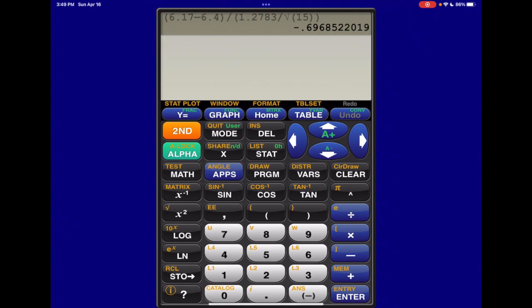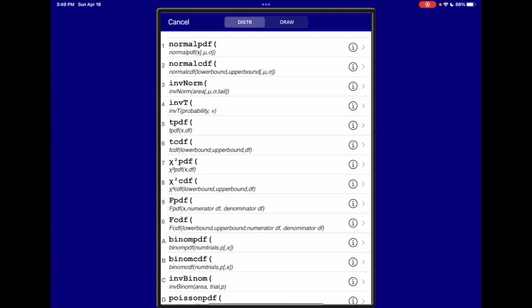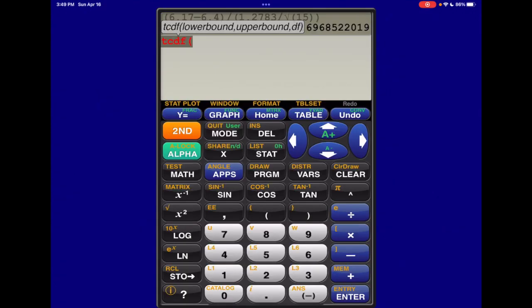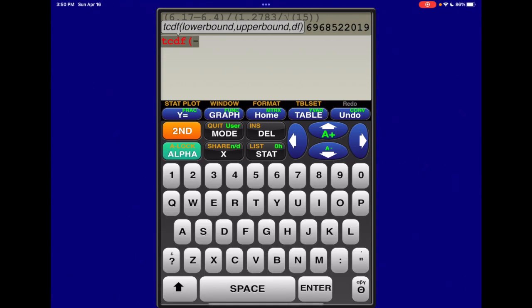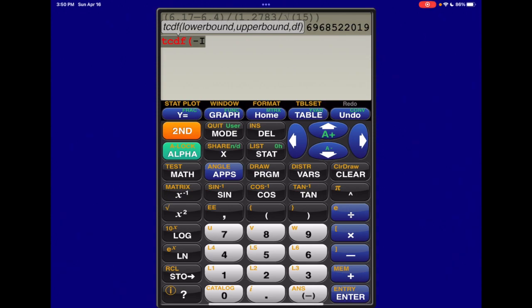All right, so calculating that t-score, we're going to start off in the distribution menu. Since it's a t-score, we'll be working with TCDF. Our left boundary was negative infinity, so we'll hit negative alpha I, with the infinity being stored into the I. Then our t-score, so negative 0.697, and then followed by the degrees of freedom, which was 14.